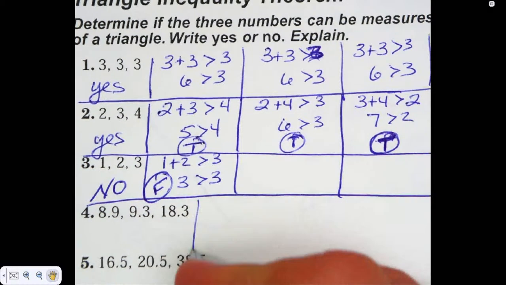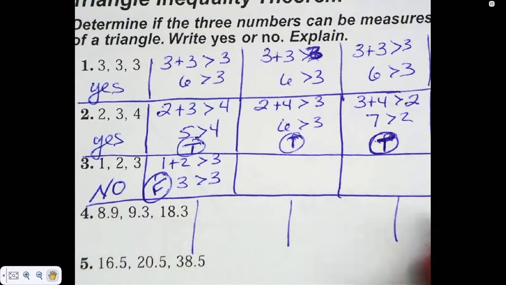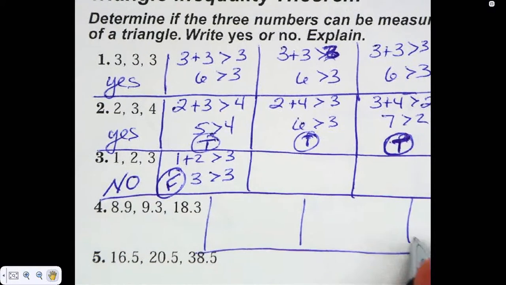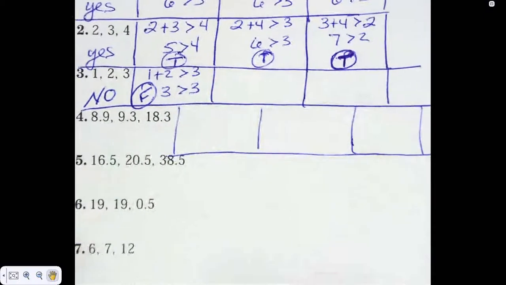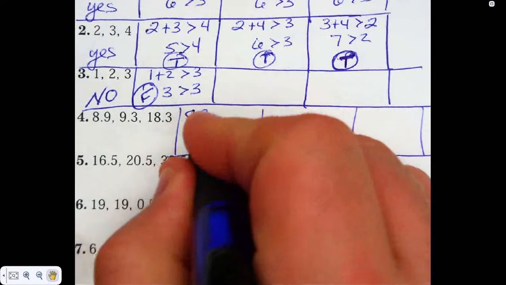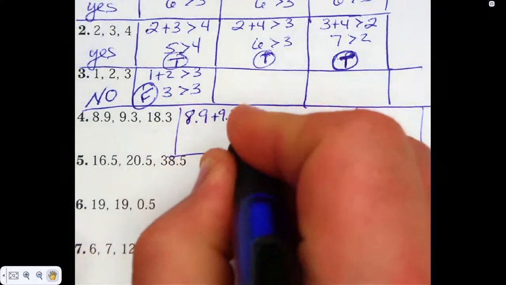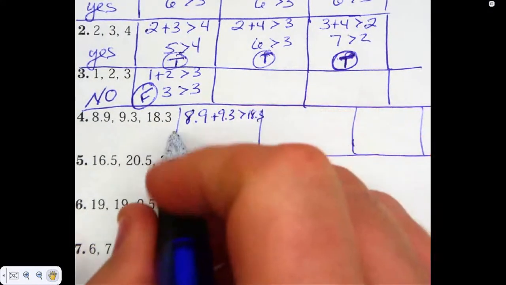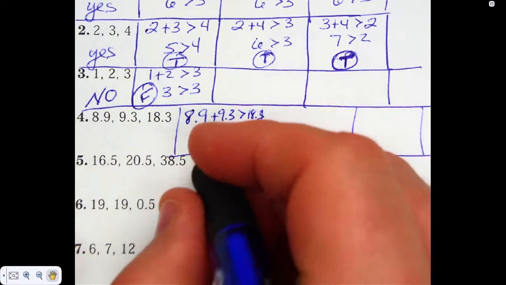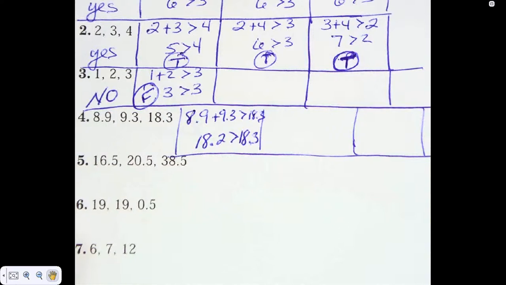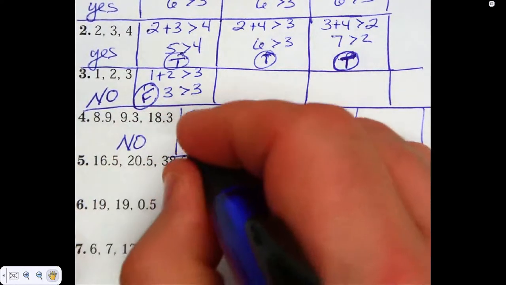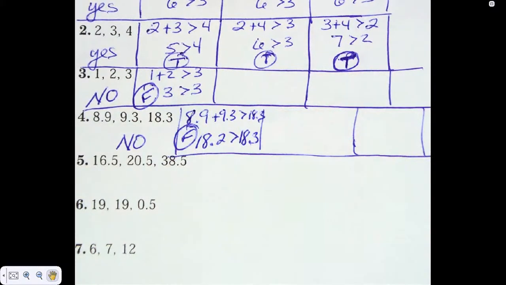Let's talk about this one. Okay, first of all, 8.9 plus 9.3. Is that bigger than 18.3? No. Is 18.2 bigger than 18.3? So what's the answer here? No, that's false. That cannot be a triangle. So this is pretty easy, isn't it?